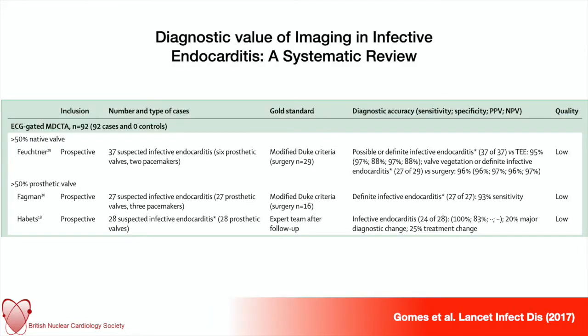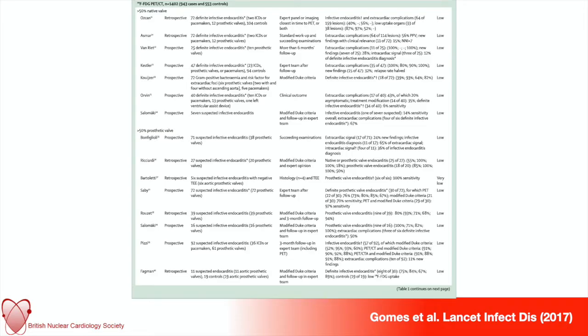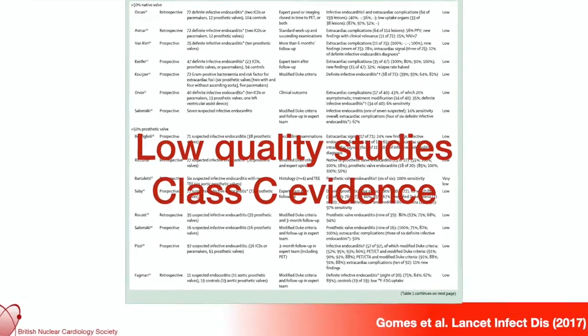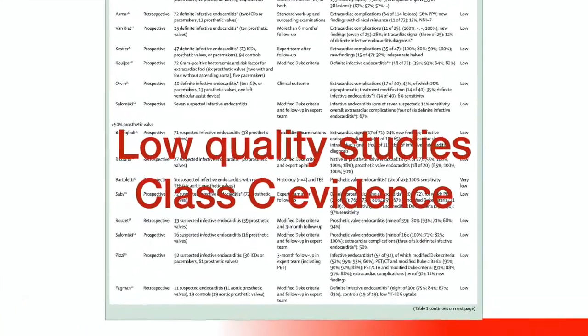This is a systematic review of the use of diagnostic imaging in infective endocarditis published recently in the Lancet Infectious Diseases. There are 3 CT papers, and there are many more FDG PET papers. However, the tenor of the review article is that these are all low quality studies, and the evidence is class C in nature. And that's largely because these are single center series with difficult to find gold standards.